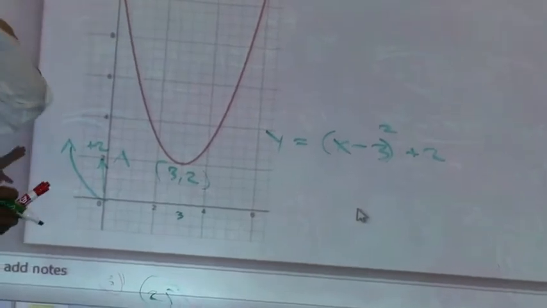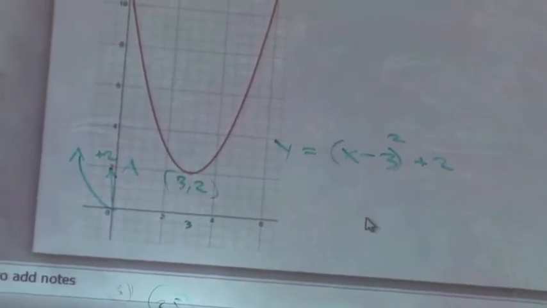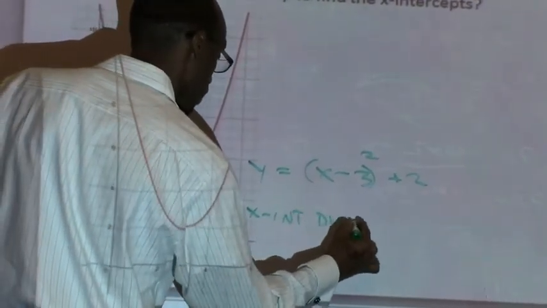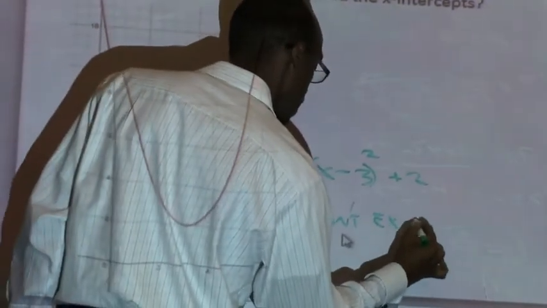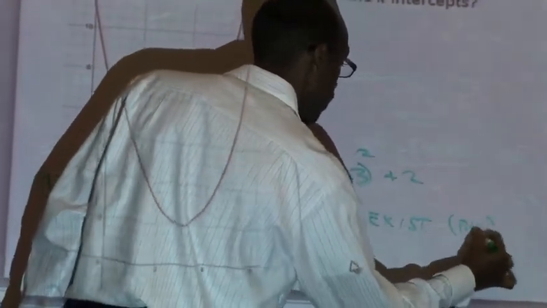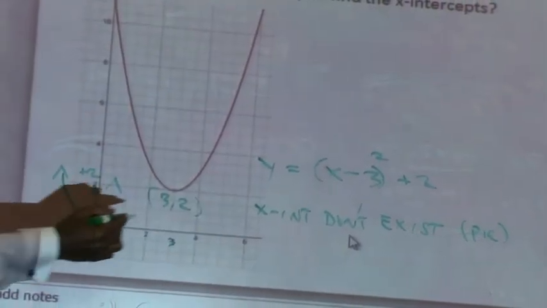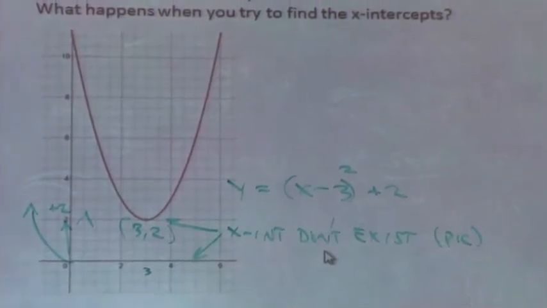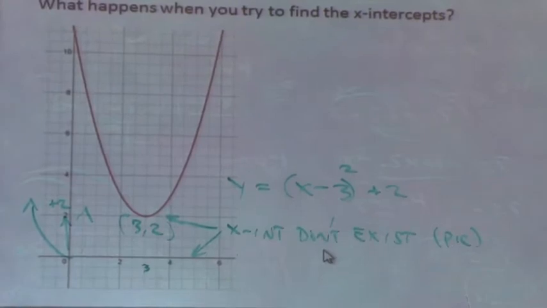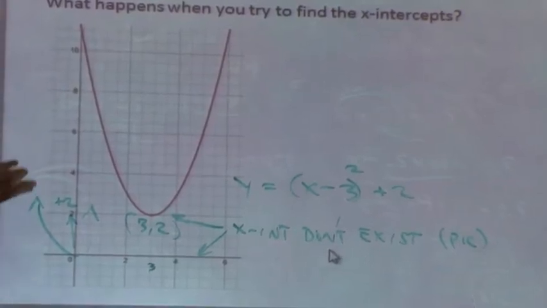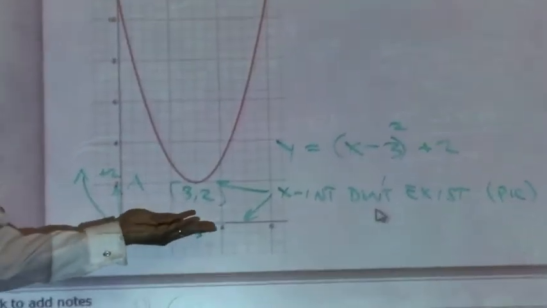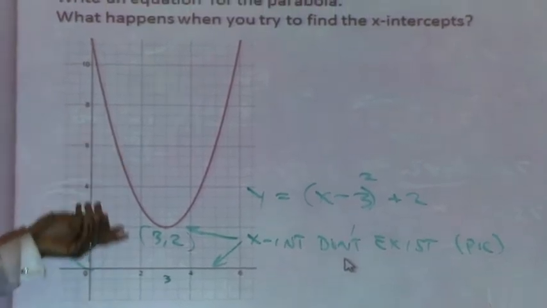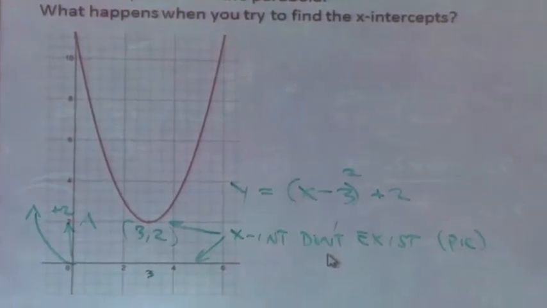What happens when you try to find the x-intercepts? I'll just put, they don't exist. And this one just goes right in there, okay. There's a picture. You can draw your line here. That answer means, in order for there to be an x-intercept, your picture needs to touch the x-axis at some point. If your picture does not touch the x-axis, you don't have an x-intercept.